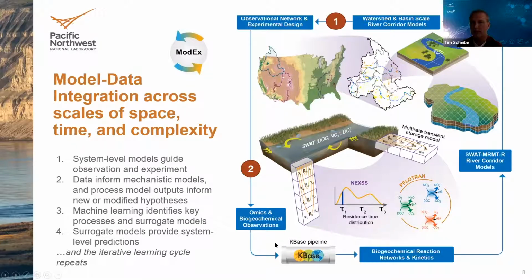As we go out into the field and implement that design, we collect a variety of samples that are subjected to analysis, providing us with detailed omics and biogeochemical data that, as we've seen, can be put into our KBase pipeline to define biogeochemical reaction networks and kinetics. Those ultimately then feed back up into our larger scale models of the river corridor and ultimately of the watershed, providing us with updated and refined models of our large scale system, and then completing this iterative cycle of learning.